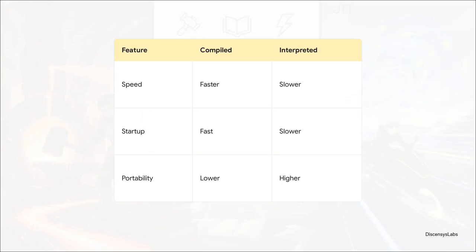If we look at a head-to-head matchup, compiled languages win outright on raw runtime speed and startup time for sure. But they take a hit on portability since the code is locked to specific hardware. Interpreted languages, yeah, they're slower, but they totally dominate when it comes to flexibility, making cross-platform work a total breeze. And then there's the JIT hybrid right there in the middle, giving us adaptive speed and high portability, asking only for a tiny penalty in initial startup time while it warms up.